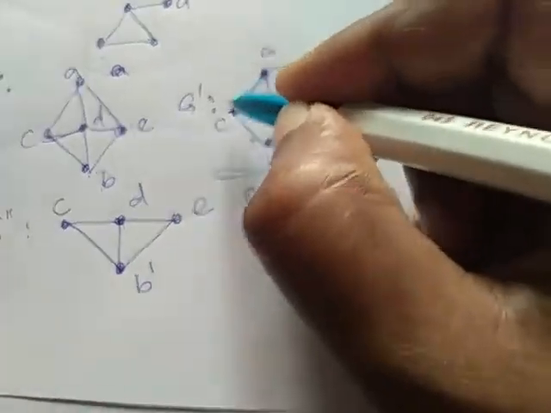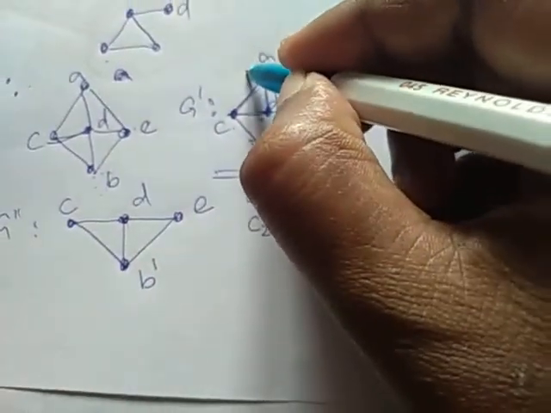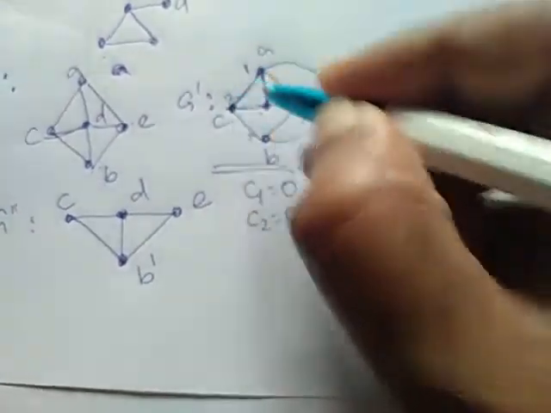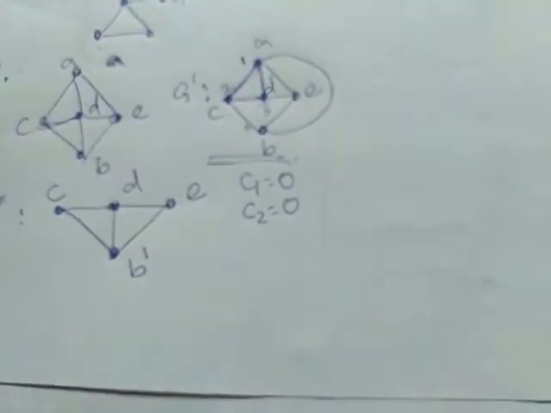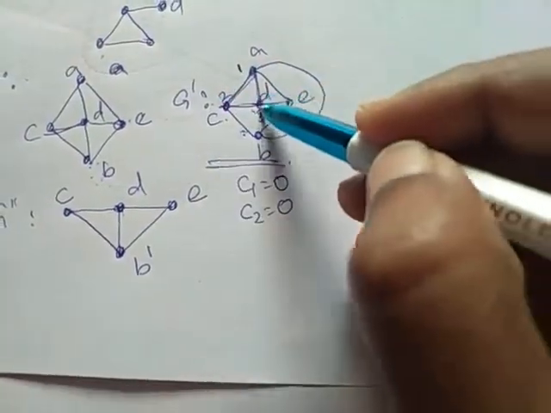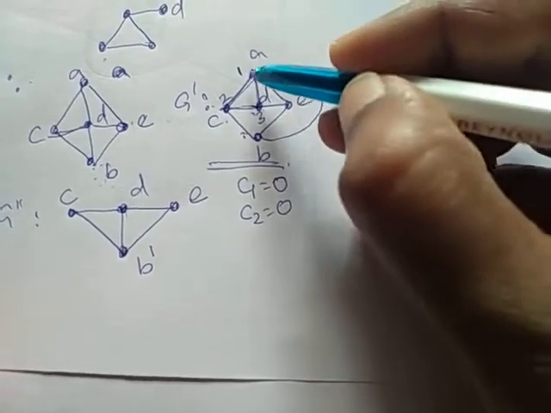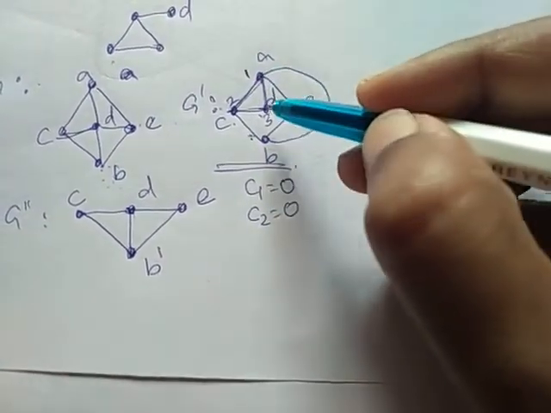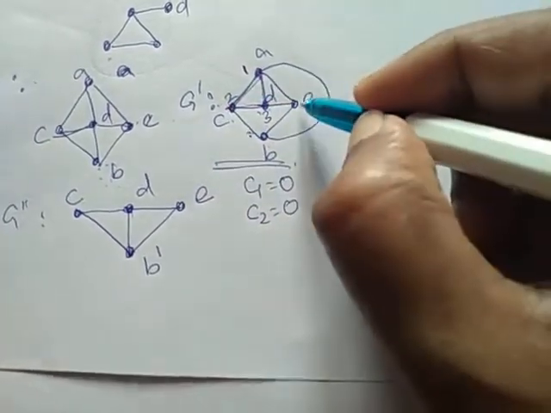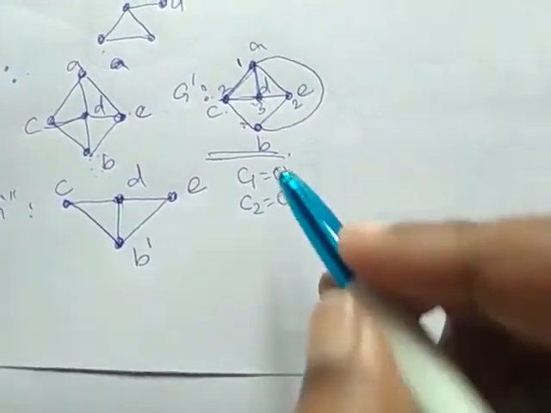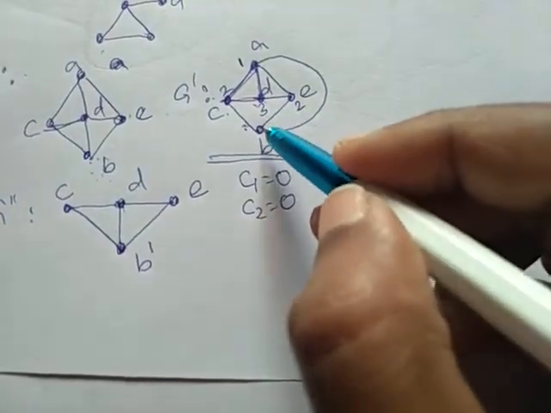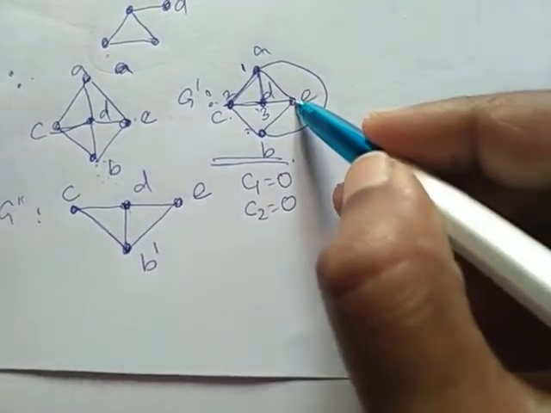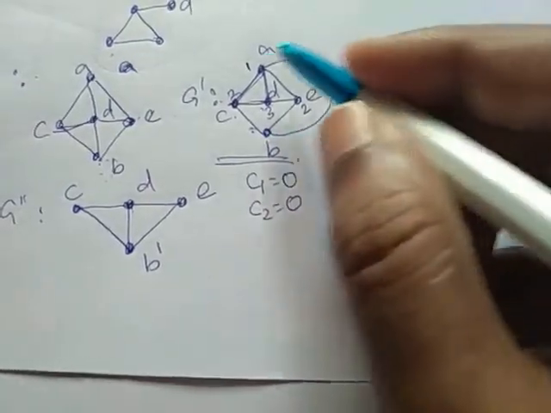Now we can check for 3 colors. When we choose 3 colors for this, I'll take them as color 1, color 2, color 3. E is adjacent to A, so I cannot choose 1. E is adjacent to 3 also, so I'll take this as 2. What about this one? It is adjacent to 2. It is adjacent to 1.